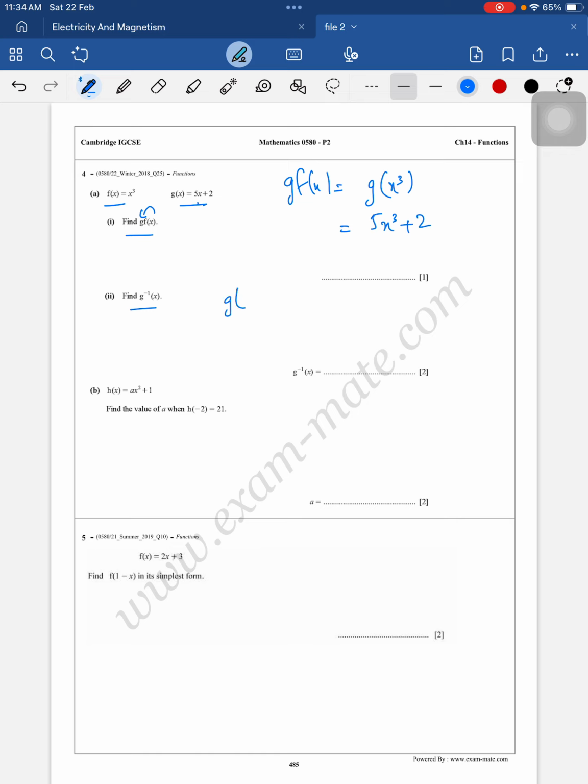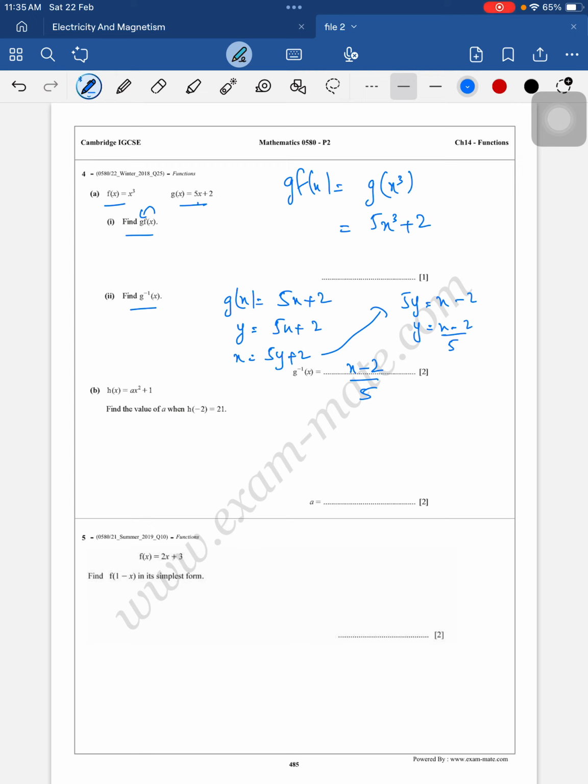Okay, find g inverse of x. So g of x is equal to 5x plus 2. In place of g of x, y, 5x plus 2. Invert the variables. x is equal to 5y plus 2. And going on with this step, 5y is equal to x minus 2, y is equal to x minus 2 upon 5. So the g inverse of x is x minus 2 upon 5.